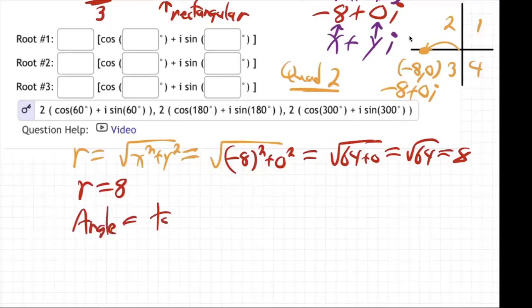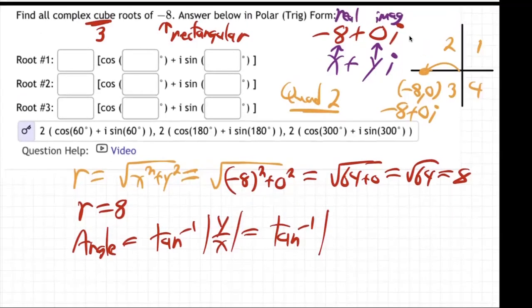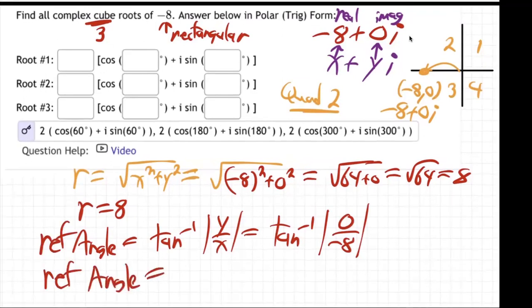Angle equals inverse tangent of absolute y over x. So inverse tangent absolute. What is y and what is x again? Again, up here, here's y, here's x. So 0 over -8. And that's the reference angle. So the reference angle equals, so what is that?